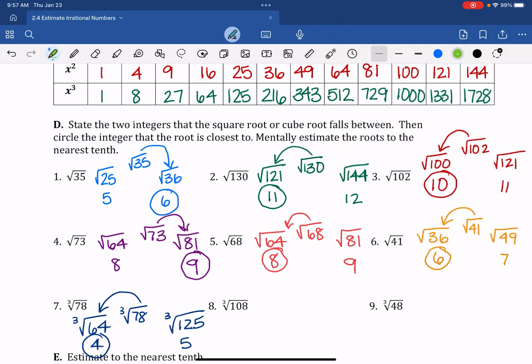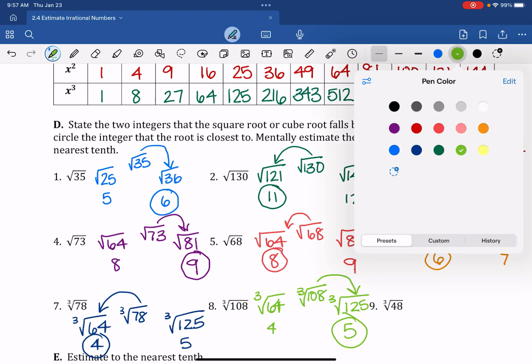The cube root of 108 is in between the same two numbers that we just used, the cube root of 64 and the cube root of 125. Which means my decimal is going to be between 4 and 5, but this time 108 is closer to 125, so the decimal will be closer to 5.